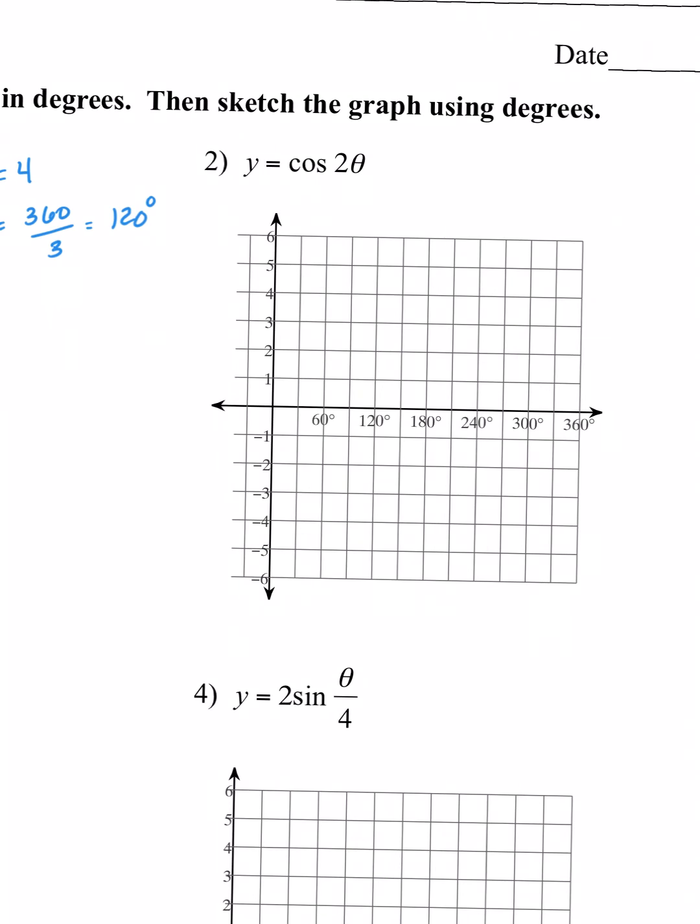Number 2, your amplitude is 1 because the number in front of the cosine is implied to be a 1. Your period is 360 over 2, which is 180. So every 180 degrees, you're going to get a full squiggly, a full rotation of the graph. So then you put it in your calculator using y equals cosine of 2x. Your table is going to be the same as the last time.